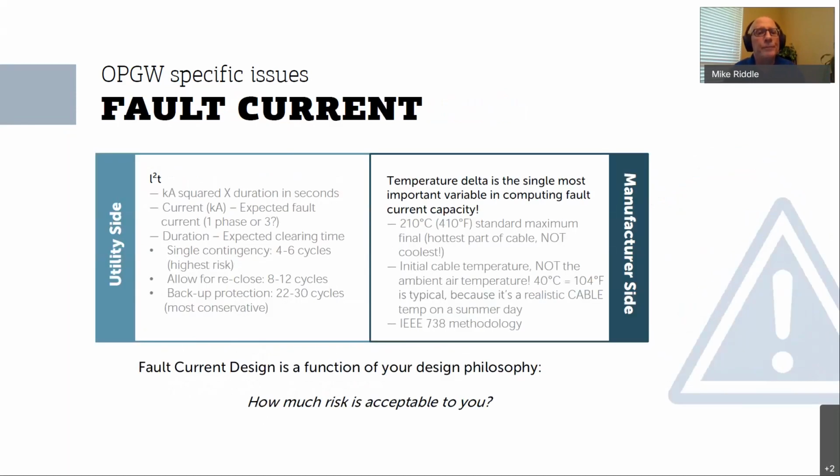Next up, fault current. For the user side, they're looking at the fault current squared times the duration in seconds. Where does that come from? Well, ultimately, both numbers really come from your system planning department. So how much current is something that they can calculate, but there are two conditions that are used, single phase or three phase. Which do you use? Well, it's a function of your design philosophy. How much risk are you willing to take?